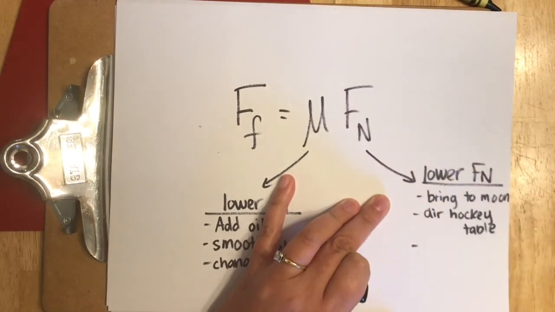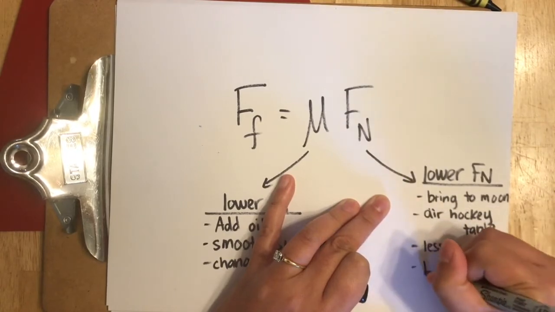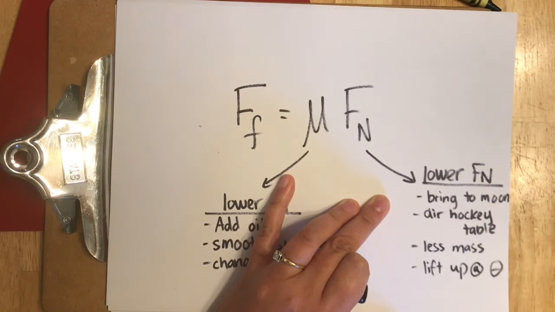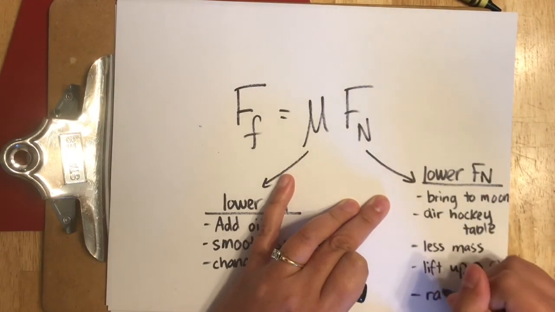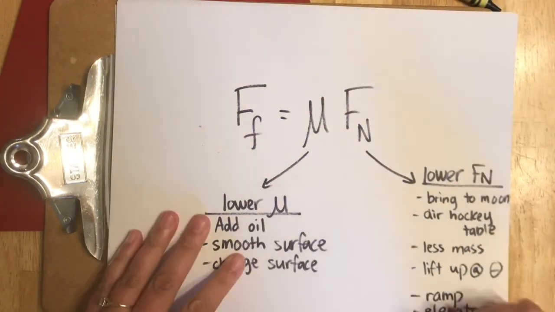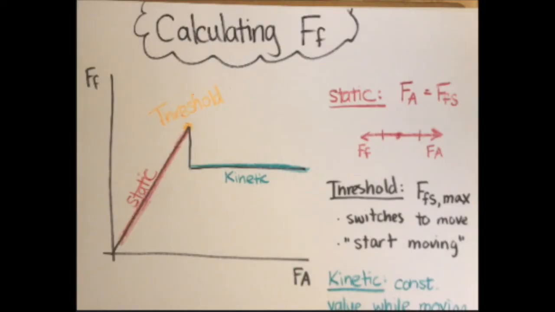So I could bring it to the moon, right? Less weight, less normal force. I could float it on an air hockey table. You can't have normal force if they're not touching. We could put it on a ramp or in an elevator. We could lower gravity. Any of the ones on there would lower the normal and thus lower the friction.